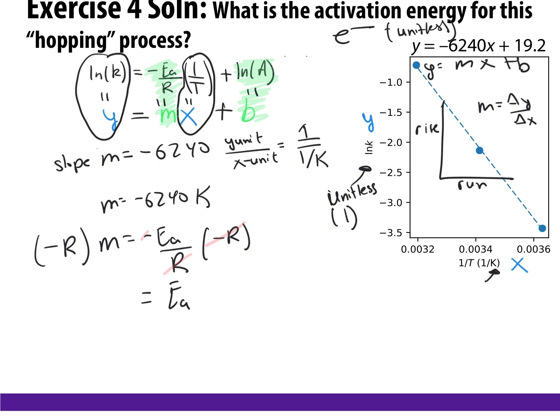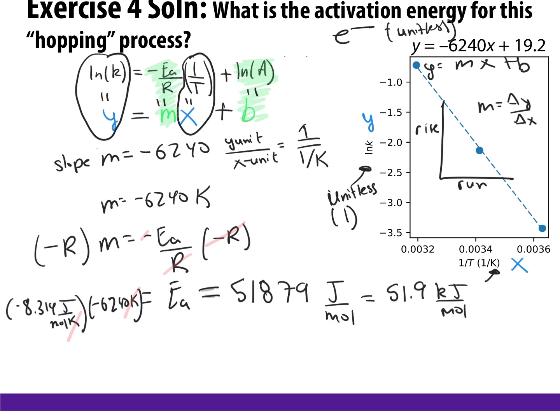Okay, then negative R, so that's negative 8.314 joules per mole Kelvin. m was negative 6240 Kelvin. You can see that the units here are working out nicely. Kelvin on top, Kelvin on bottom cancels. And my final answer here will come out as 51,879 joules per mole. That is the base SI unit for activation energy.